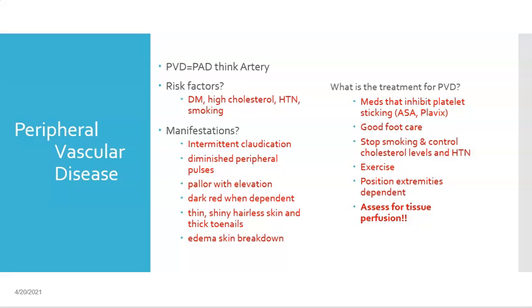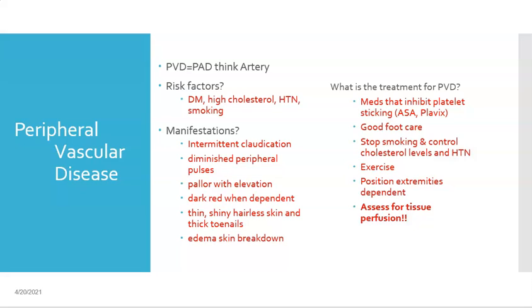Pallor with elevation. So you put their legs up and their legs get pale. Dark red, or rubor is what they call it, when dependent. So their legs are hanging down and they're bright red. They'll have shiny, thin, hairless skin and thick toenails because there's no nutrition getting down there to make that hair grow. Edema, skin breakdown. So they're going to give them meds that inhibit platelets, like your aspirin again, Plavix. You want them to have good foot care, stop smoking, control their cholesterol, exercise, everything they don't want to do, and assess them for tissue perfusion.